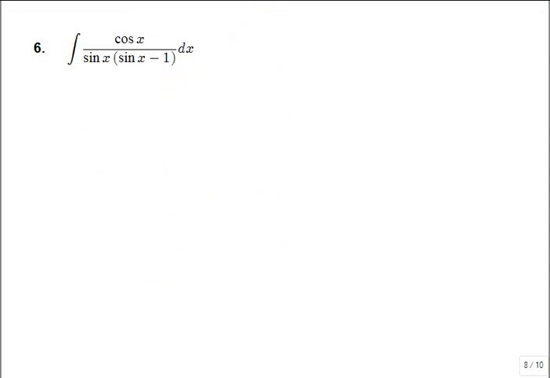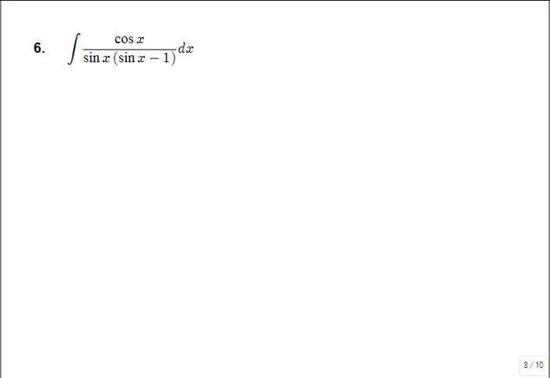Now this next example should look completely different than all the other ones we've done so far. It doesn't look like a polynomial over a polynomial, but that doesn't mean we can't use the same strategy if we do a little bit of creative thinking here first.